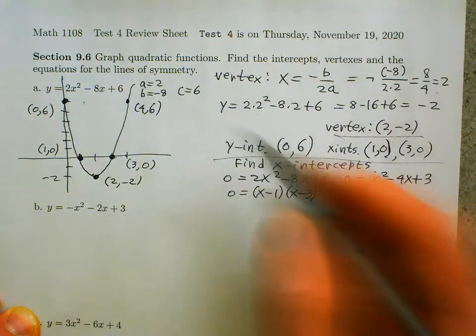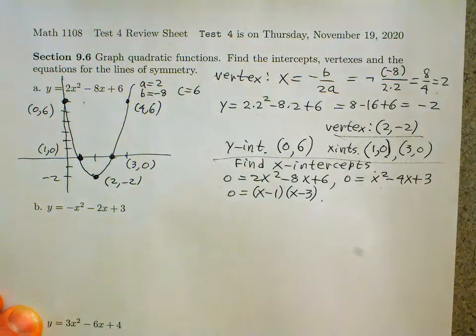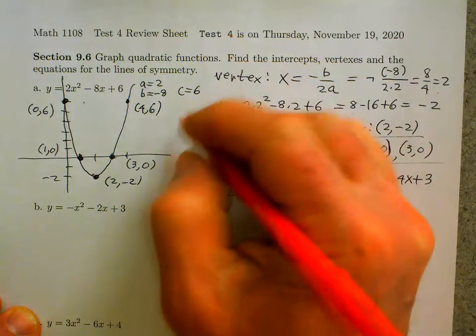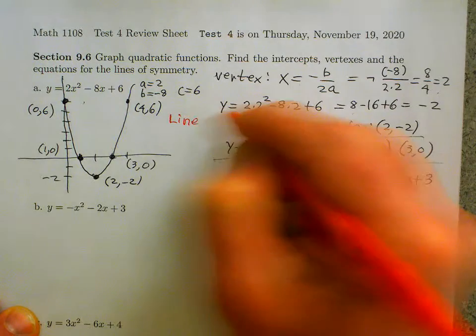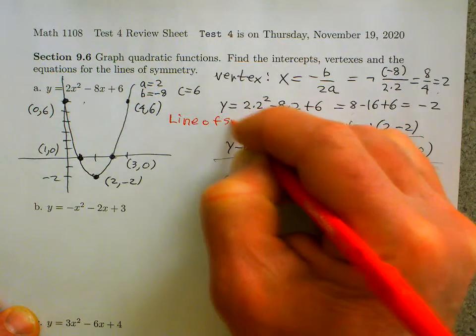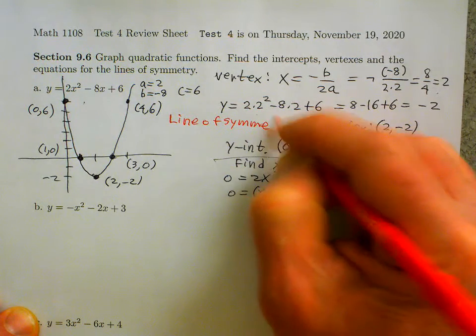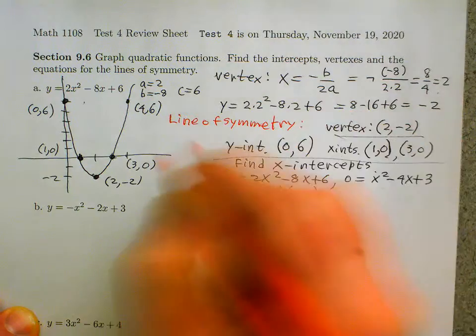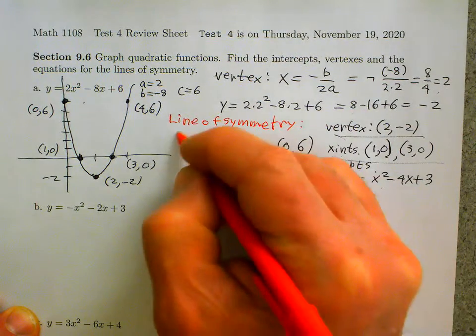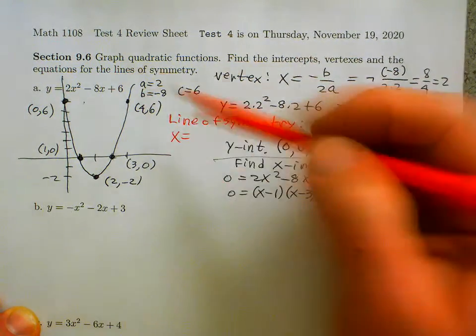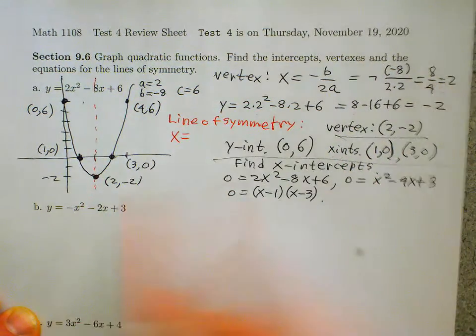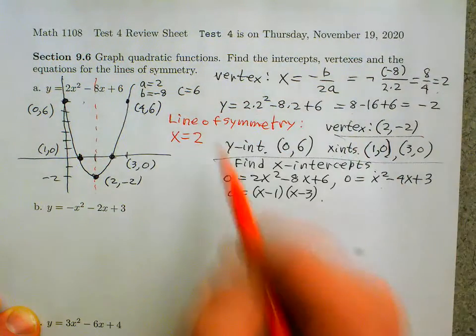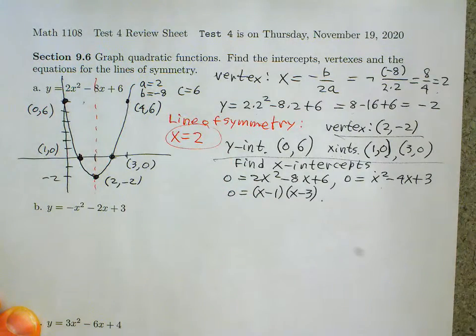And then the vertical line of symmetry. So the line of symmetry is a vertical line. So a vertical line in the xy plane is x equals some number. So the vertical line of symmetry passes through the vertex. So the vertical line of symmetry is x equals 2.